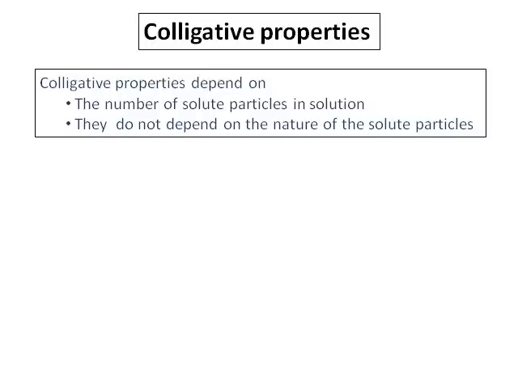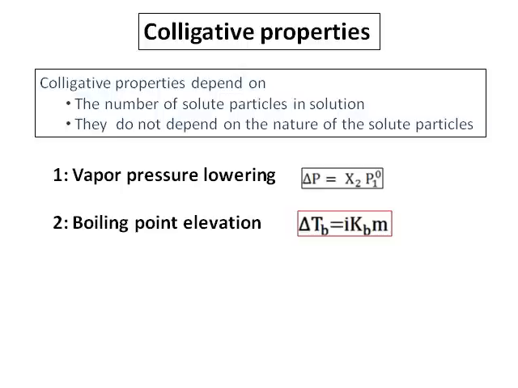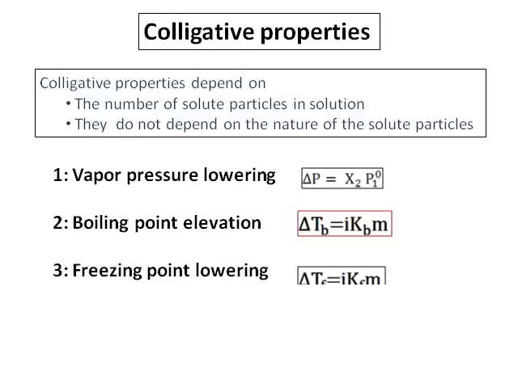We will do colligative properties again, but colligative properties, as you know, depend on the number of solute particles in solution, and do not depend on the nature of the particles. As we saw in the previous video about vapor pressure, there are 4 colligative properties: vapor pressure depression, boiling point elevation, freezing point lowering or depression, and osmotic pressure. This video will deal with boiling point elevation.